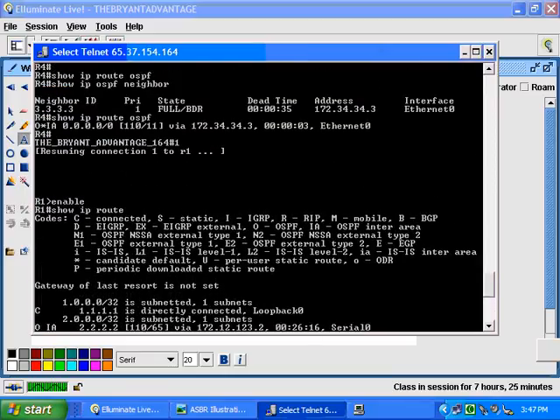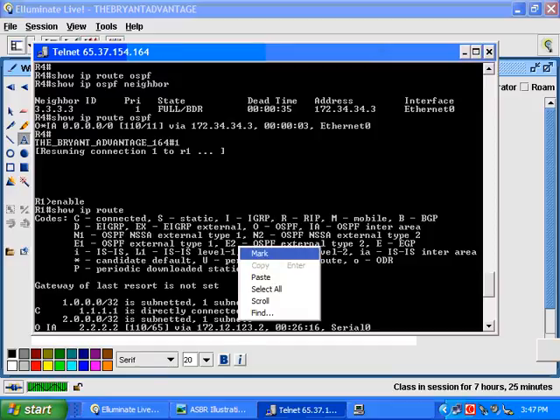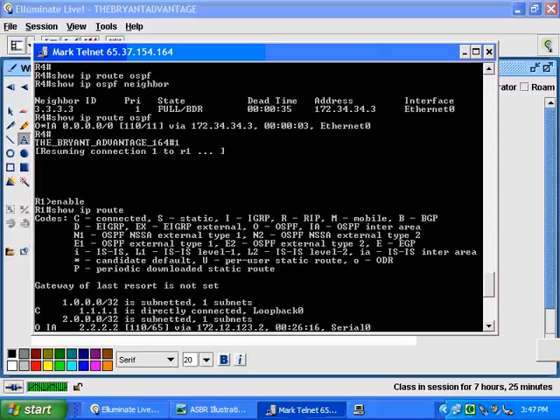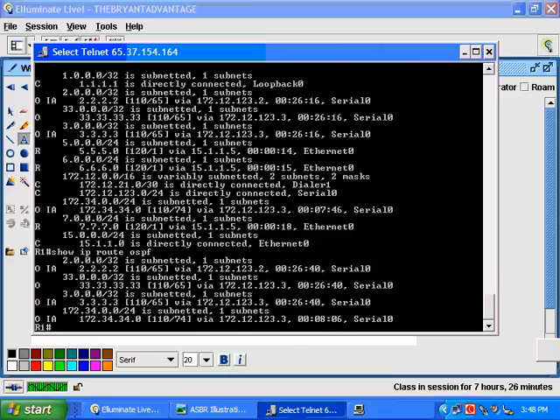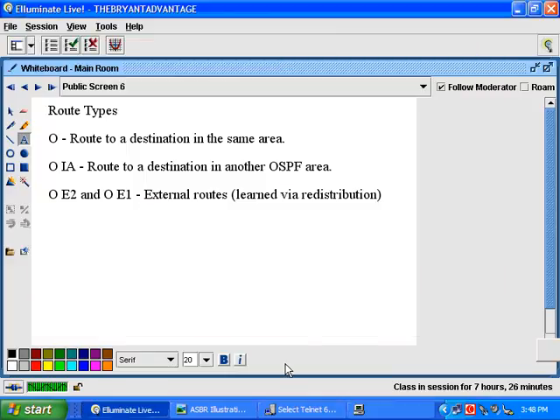If we go back up and take a look at the code table, boy, remember when this code table used to intimidate you? You'd look at this and go, oh, look at all these routes. Now you don't even worry about it. O just simply stands for OSPF. That's it. Now let's take a look at the second kind of route on our board, OIA. And there's a space there in between the O and the I. It's a route to a destination in another OSPF area.